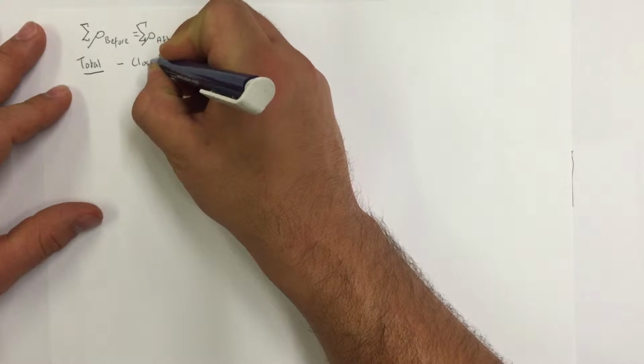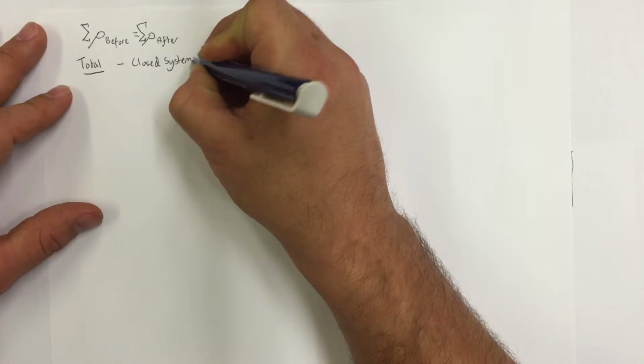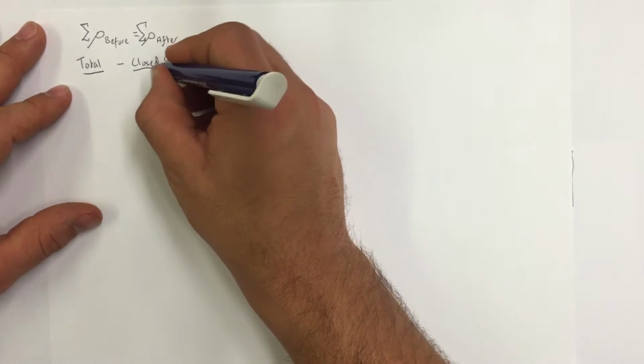Now, what this means is that there are no external forces when the conservation of momentum applies. So you must remember it is for a closed system, and we're going to try and demonstrate this.